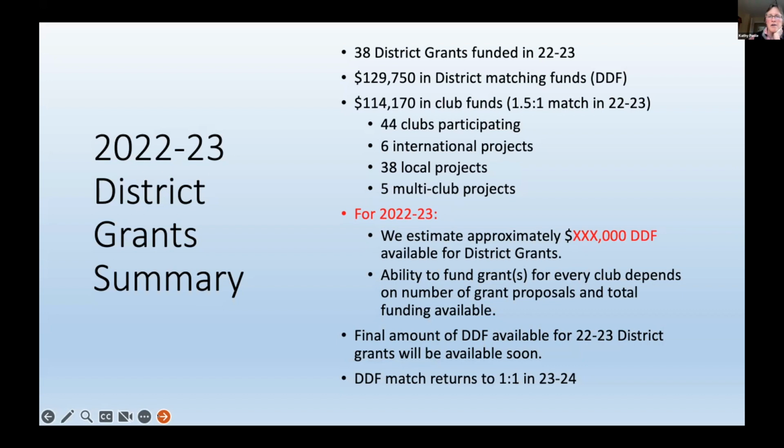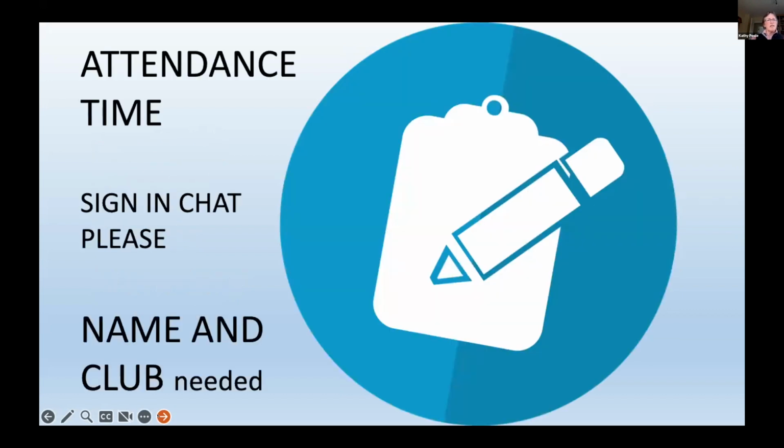So for the coming year, estimate again, 127,500, which is just a couple thousand short of what we had in this current year. And the final amount of district designated funds will be forthcoming from our district stewardship chair when all the finances are figured out with the Rotary Foundation. Thank you.